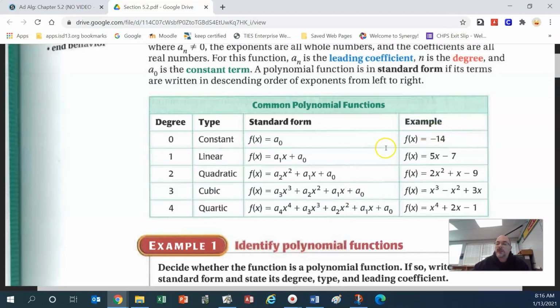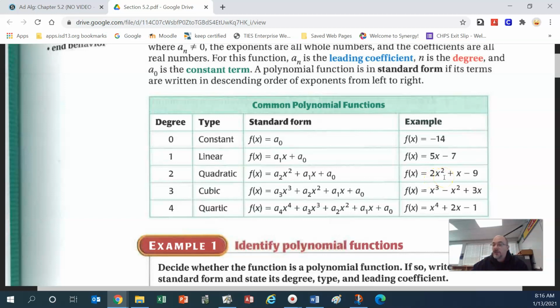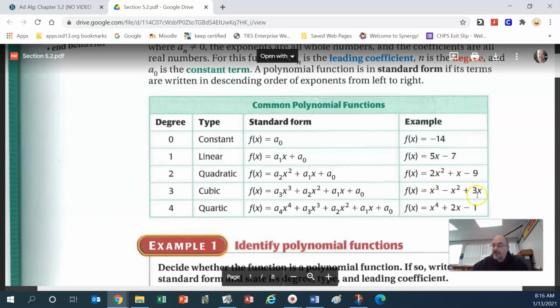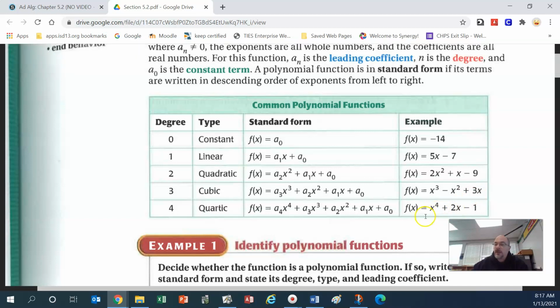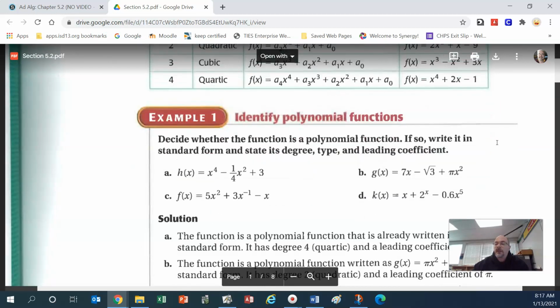So you can see degree of 0 is just a constant, and that's just an example. Linear, well, 5x minus 7, that's linear. 2x squared, it's got a degree of 2, so that's quadratic. Cubic, it's got an exponent of 3, that's an example of a cubic. If the highest degree is 3, it's cubic. And if it has the highest degree of 4, it's a quartic, and so on. Now remember, your book has a lot of good examples and things to look at, okay?